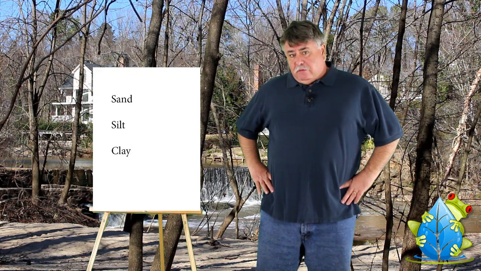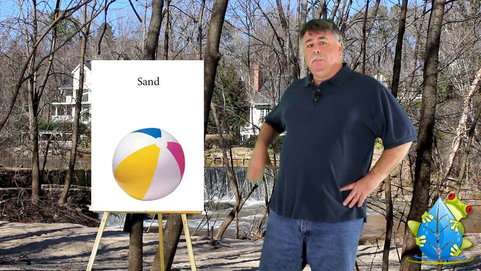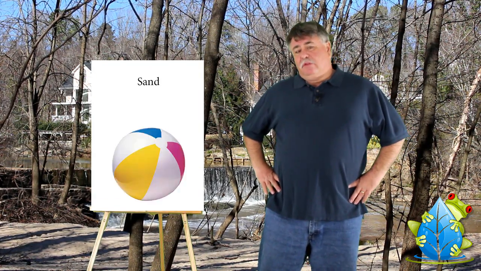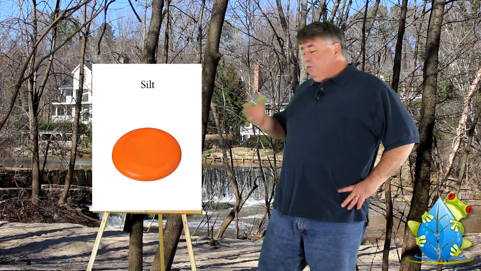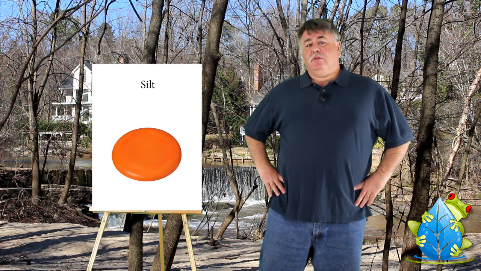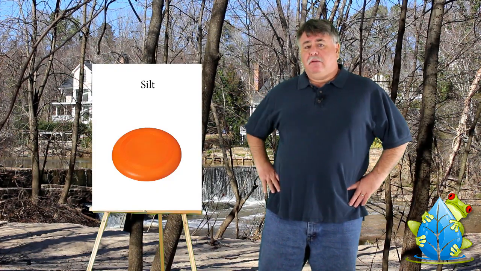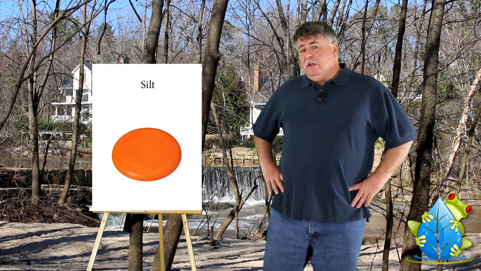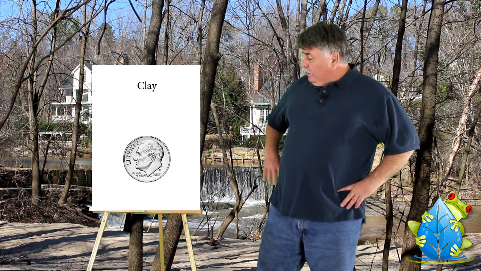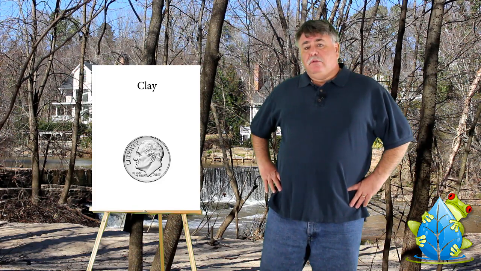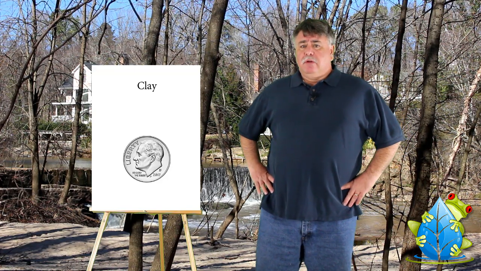Now, to give you a relative scale on this, sand is about the size of a beach ball, and it's about the same shape, roughly. It's kind of globulose, generally speaking. Silt is about the size and shape of a frisbee. It's much smaller, but more flat, with a little bit of concavity to them sometimes. And then finally, clay, which is the smallest particle, is about the size of a dime. So we have sand, silt, and clay, and that is our rough approximation of texture.